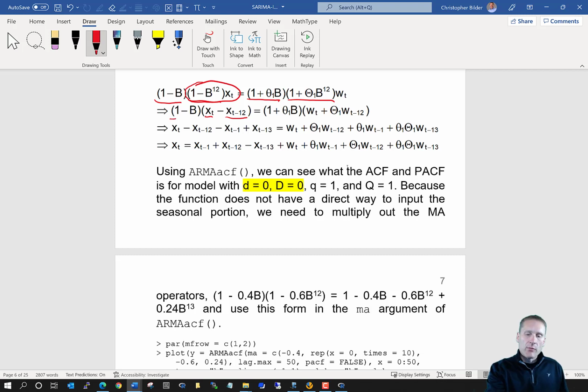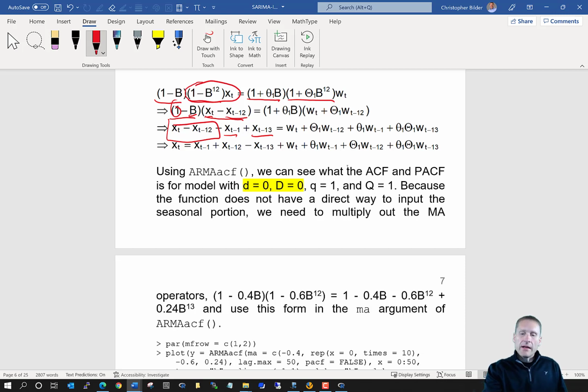Next, I move the non-seasonal aspect through as well. And so I get x of t minus 12 from the 1 part there. And then now I have a b there. So now when I take negative b times x of t, I get negative x of t minus 1. And a similar thing happens with the x of t minus 12. I get x of t minus 13.